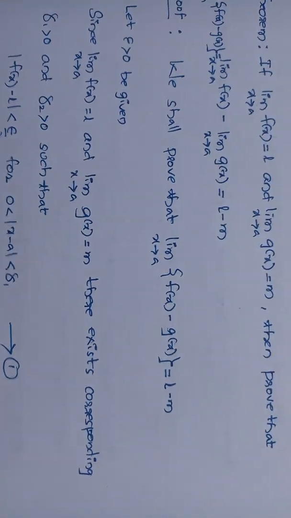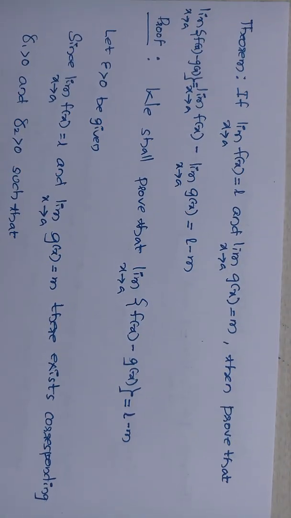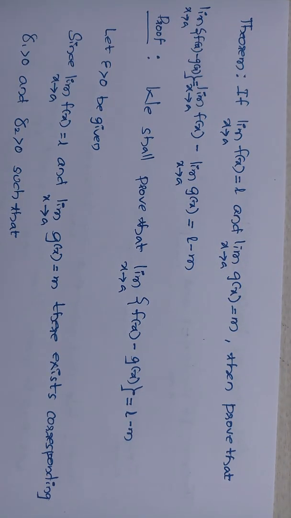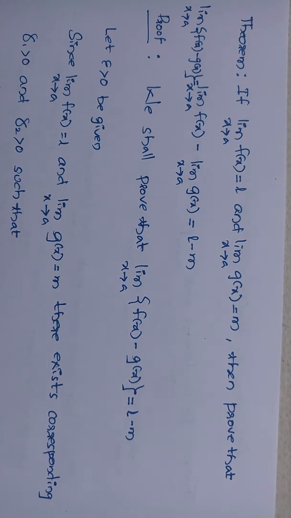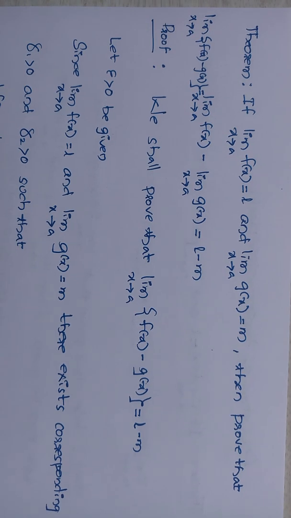So in the similar manner we try to prove this result, that is, if limit x tends to a f of x is equal to L and limit x tends to a g of x is equal to M, then prove that limit x tends to a f of x minus g of x is equal to limit x tends to a f of x minus limit x tends to a g of x. So that is L minus M.